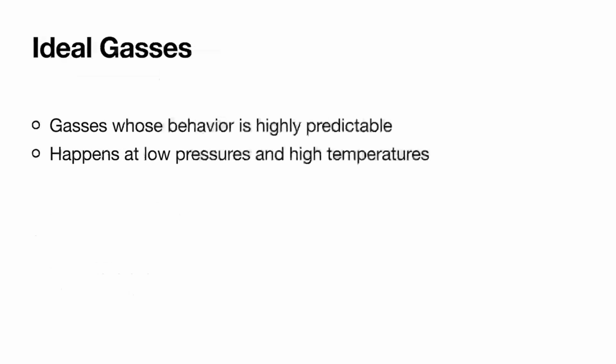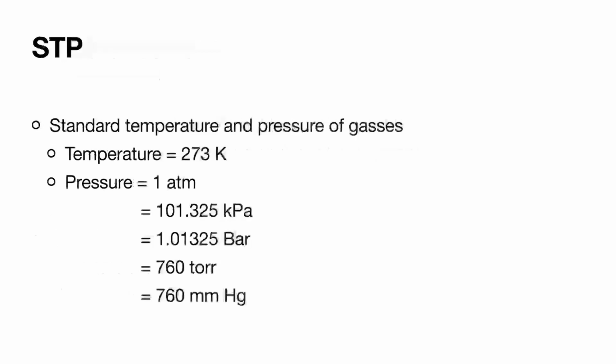So, what are ideal gases? They're gases whose behavior is highly predictable and it happens at low pressures and high temperatures, also known as STP, the standard temperature and pressure. So this is the definition of an ideal gas, is when the temperature is 273 Kelvin. Note, it's very important to use Kelvin for all these equations instead of Celsius.